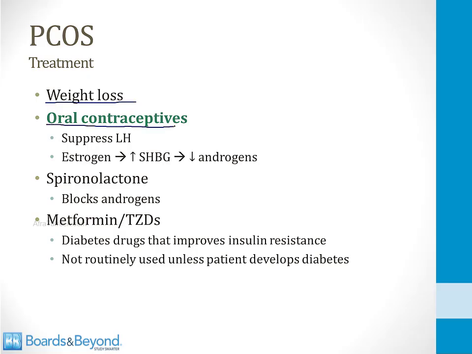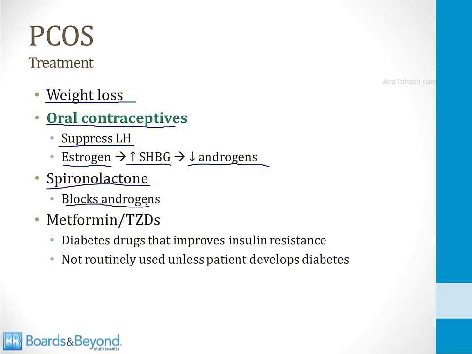Oral contraceptives are the mainstay of therapy for women who are not trying to get pregnant. This will suppress the LH release and improve the hormonal imbalance. In addition, the estrogen component of the contraceptives will increase the amount of sex hormone binding globulin, and this will pull free androgens from the plasma and decrease the effects of excess androgens. Spironolactone can also be used. Spironolactone is a potassium-sparing diuretic, but it blocks the effect of androgens.